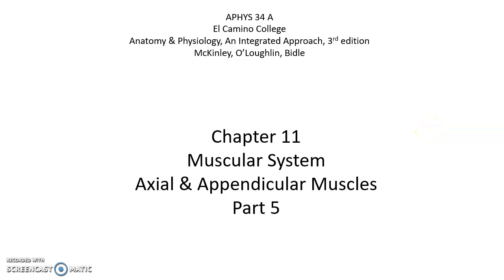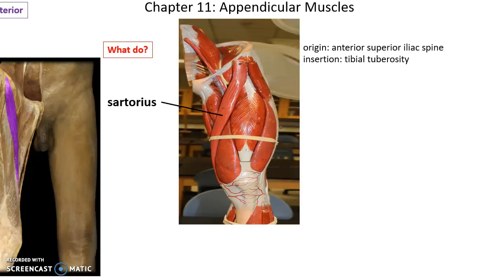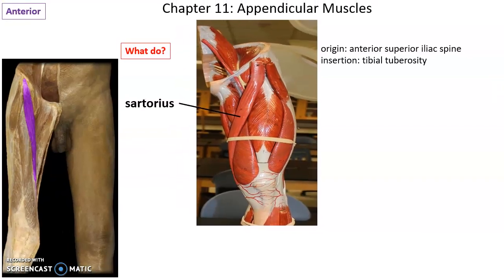Chapter 11, Muscular System, Axial and Appendicular Muscles, Part 5. So we are still talking about the muscles in the thigh. Here's our anterior view of the thigh.